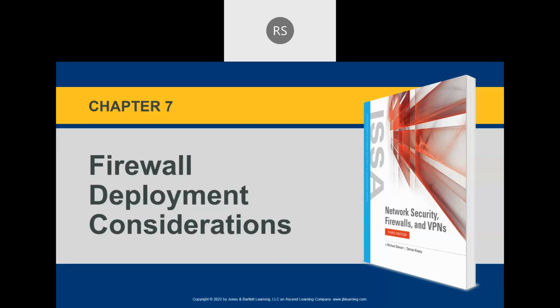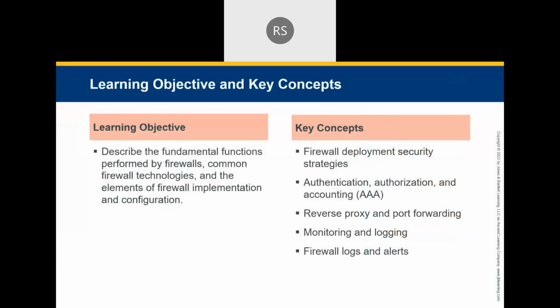In CIST 2611, Chapter 7, we'll look at firewall deployment considerations. In this chapter, we are going to describe the fundamental functions performed by firewalls, common firewall technologies, and the elements of firewall implementation and configuration. So the key concept of this chapter is the firewall deployment security strategies.